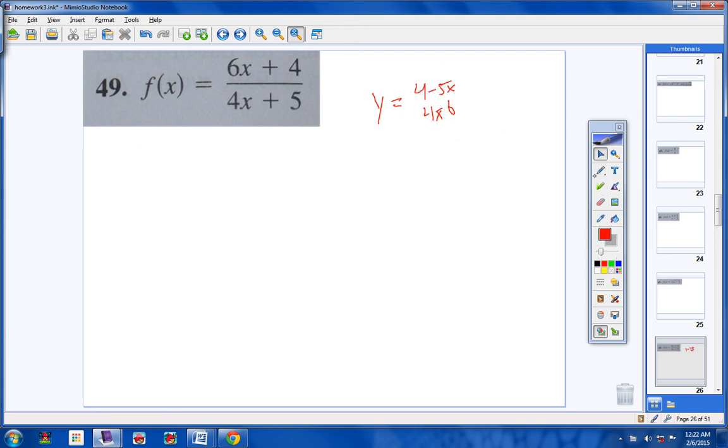Okay, so this is what I got, guys, for my inverse function: 4 minus 5x and 4x minus 6. So let's go ahead and type these into our calculators. Let me go ahead and set my calculator down here. Let's hit y equals and clear out your two equations that were there.